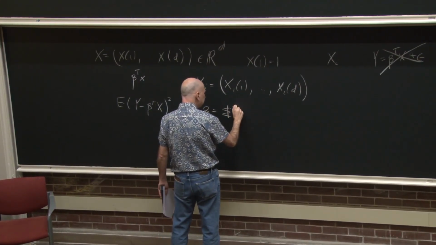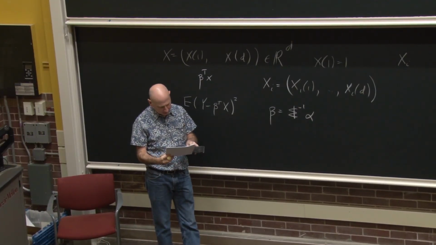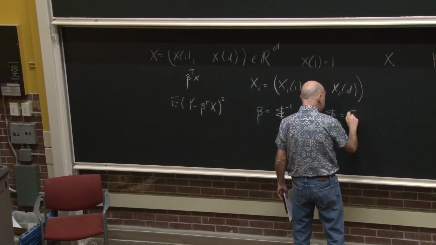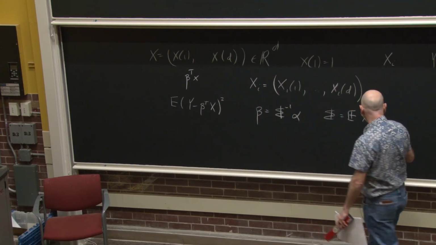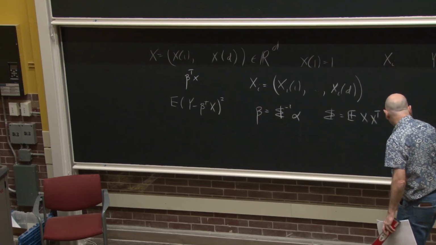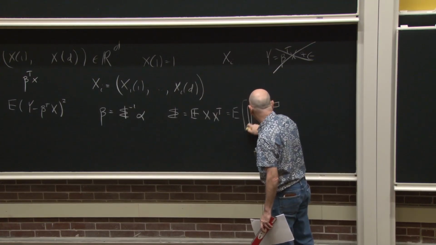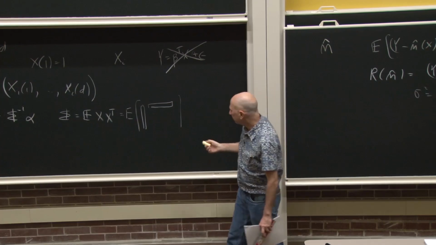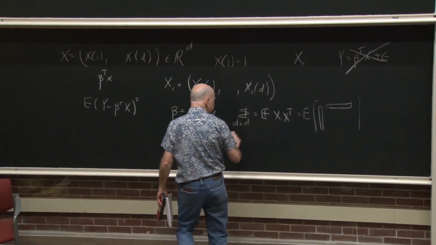is this. Let me make sure I use the same notation. Sigma, yeah, sigma, where sigma is the expected value of x x transpose. Keep in mind what this is. Let's write it out: this is x, and this is x transpose. So this is like a covariance matrix, except we haven't subtracted off the mean. The point is that this is a d by d matrix.